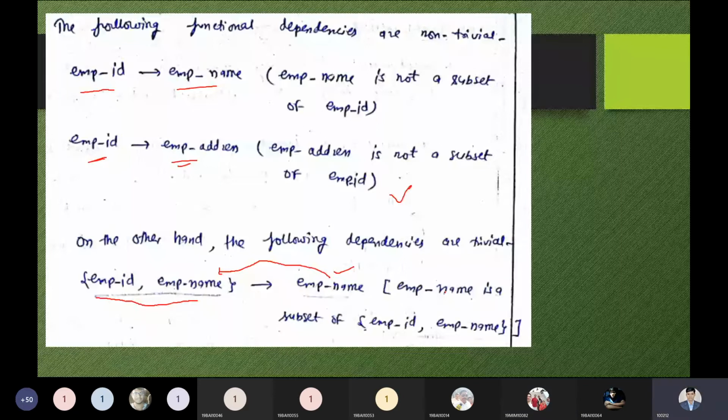So now we have seen trivial functional dependency and non-trivial functional dependency. Now let me move to the next dependencies, known as multi-valued dependency and transitive dependency. This is the definition part. So I'm just moving to the important concept, that is the third one, multi-valued dependency.